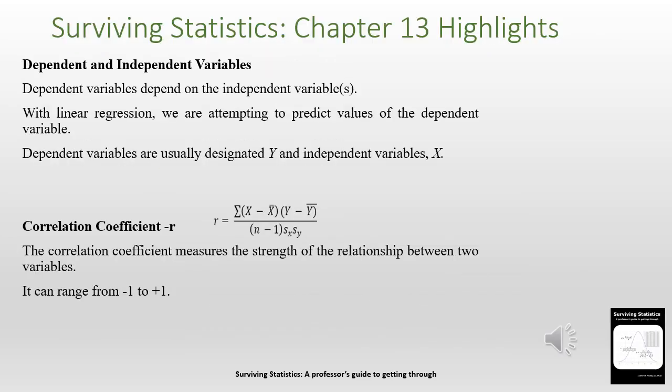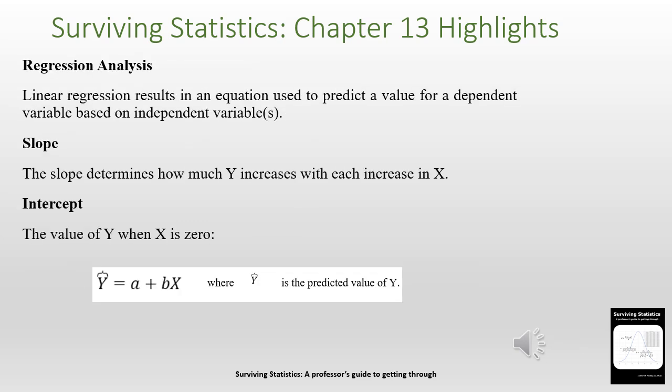All right, here are some of the highlights from Chapter 13. We talked about dependent and independent variables. Dependent are what we're trying to predict based on the independent variables. Correlation coefficient, we saw the formula for that. It can range from -1 to +1 or somewhere in between, telling us how strong the correlation is between the independent and dependent variables. We were introduced to the regression equation, which includes the predicted value of y is the intercept plus the slope of the independent variable.